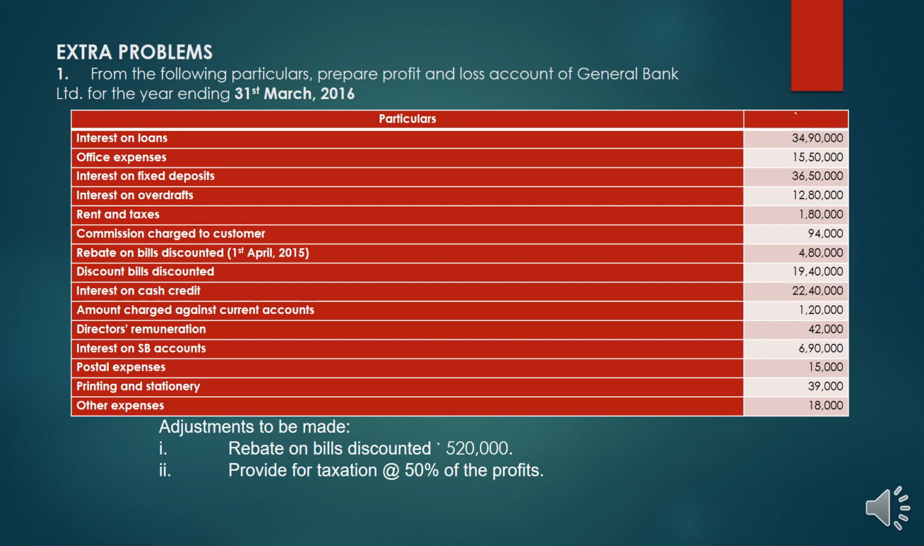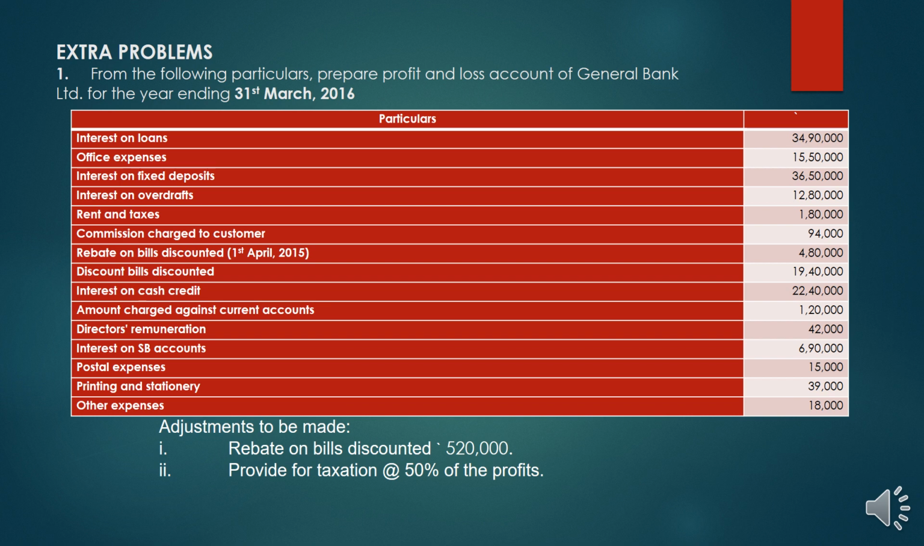Look at the problem. From the following particulars, prepare profit and loss account of General Bank Limited for the year ending 31st March 2016. Here we have to prepare only profit and loss account. Only those items which come under profit and loss account should be considered.